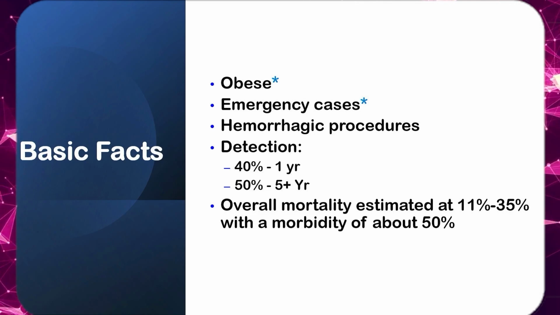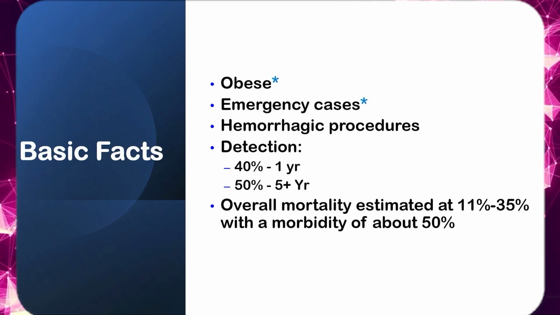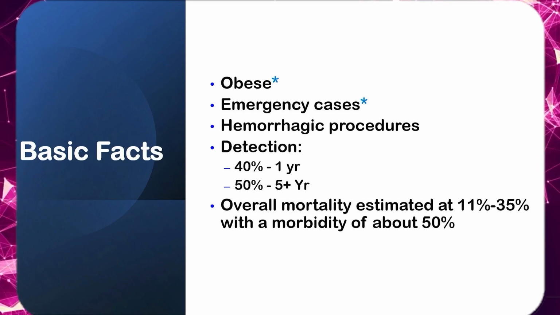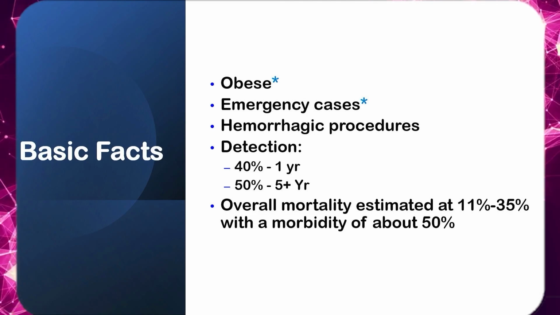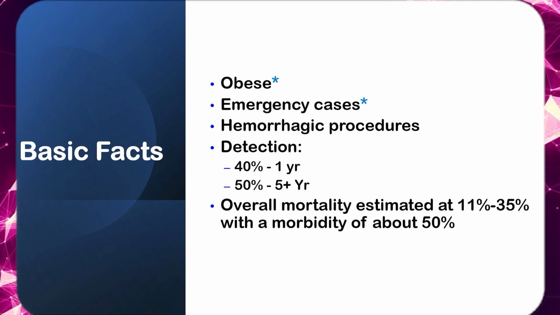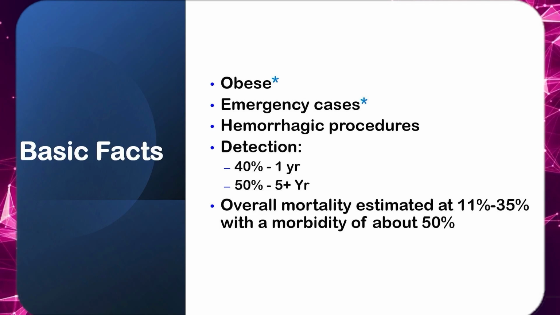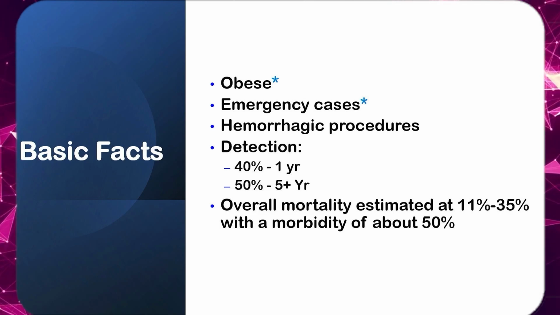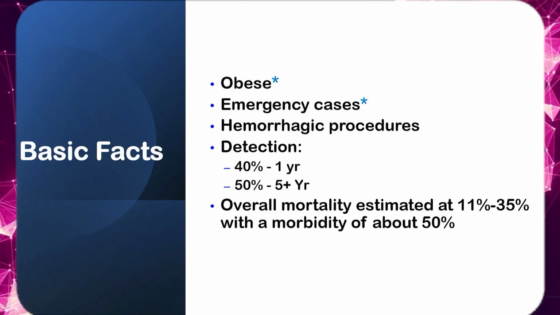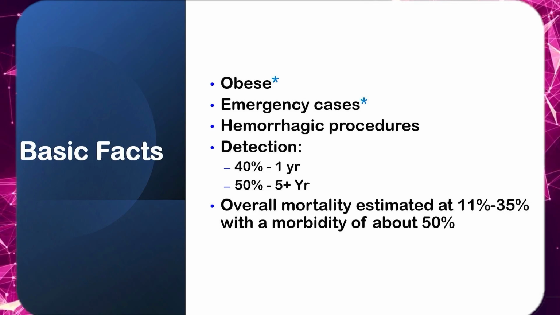It's more common in emergency cases because everyone is running around to control bleeding. Our patient had an emergency room appendectomy. More common in hemorrhagic procedures, for the obvious reason that you're trying to control bleeding. Our patient was bleeding. It's detected within the first year in 40% of the cases, but in nearly half of the patients, the diagnosis is made 5 years or later. And overall mortality is estimated at 11 to 35%, but it has significant morbidity, chronic pain, infections, and all those things seen in 50% of the patients.